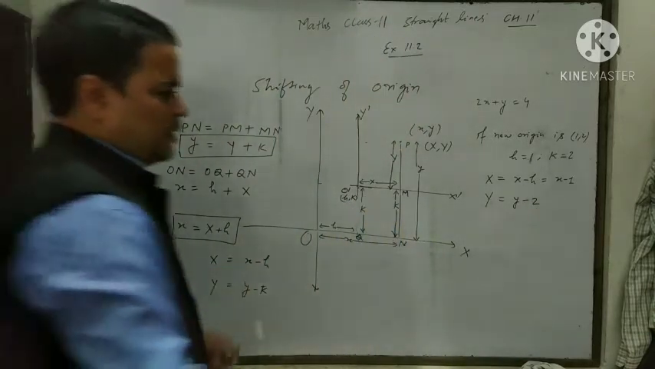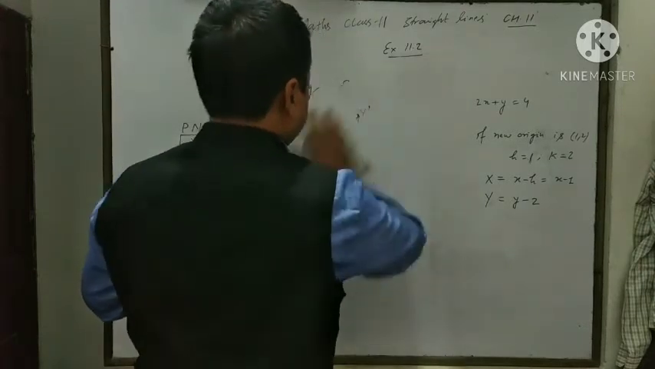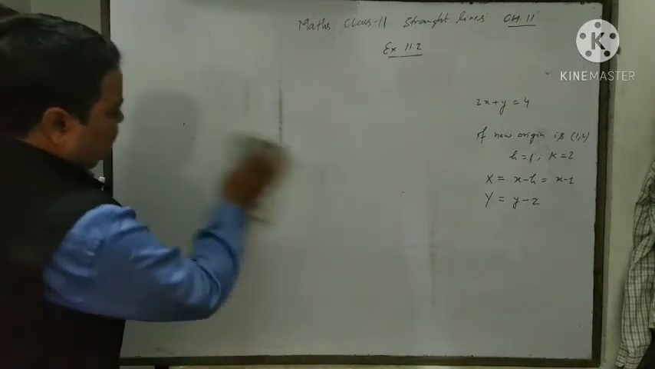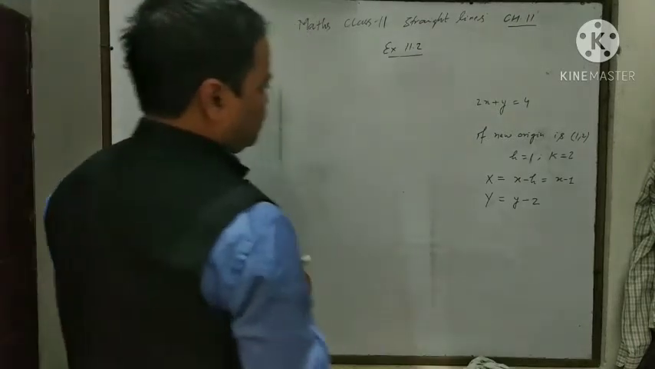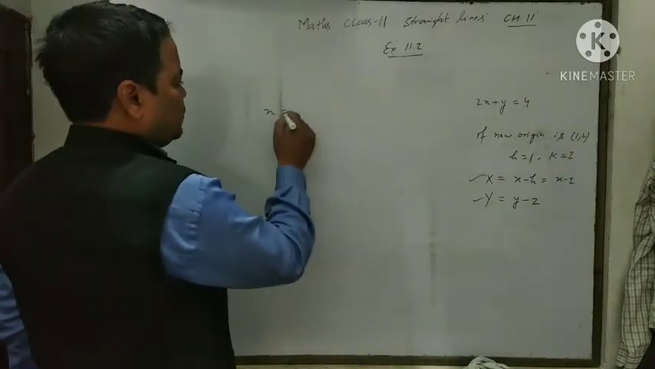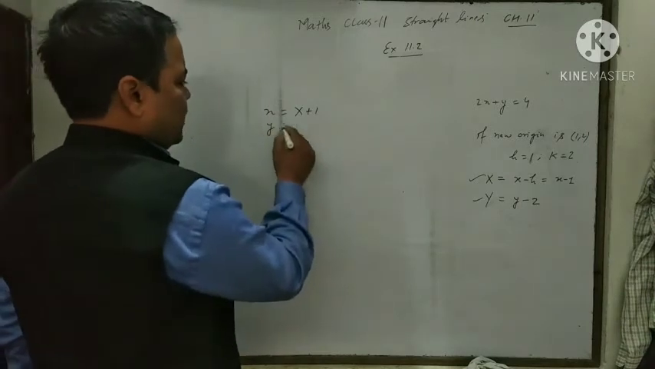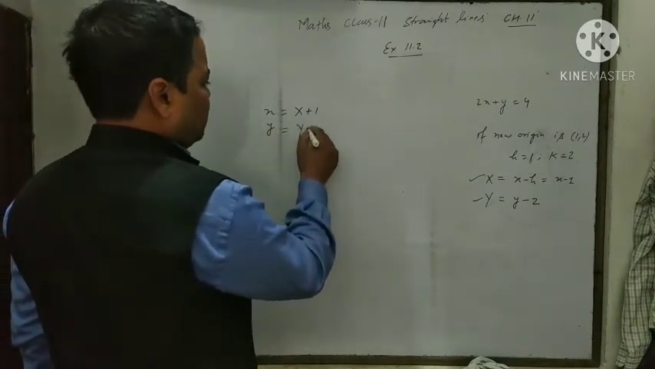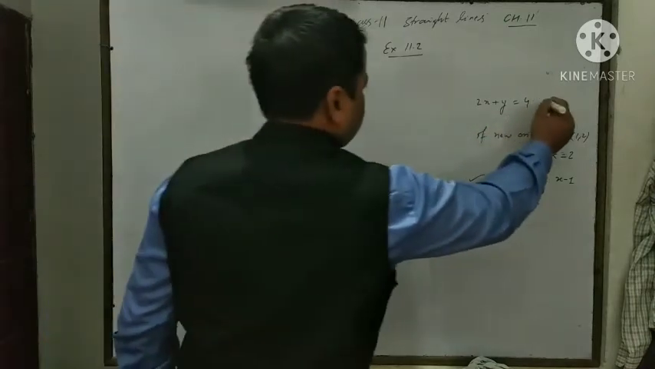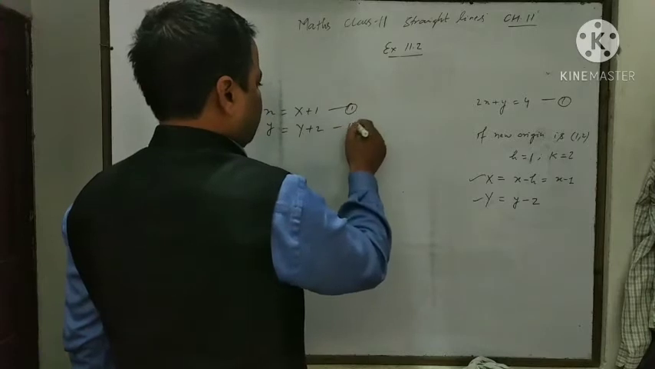Now, in other words, we can write using this and this: x is equal to capital X plus 1 and small y is equal to capital Y plus 2. Put this value in this equation. Let these be equations 1, 2 and 3.